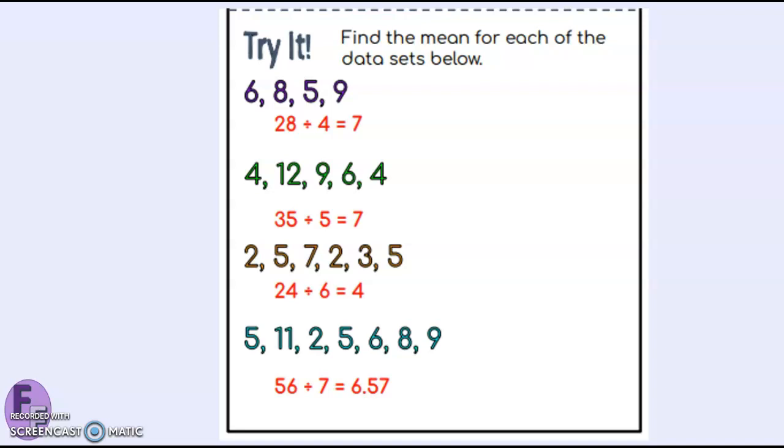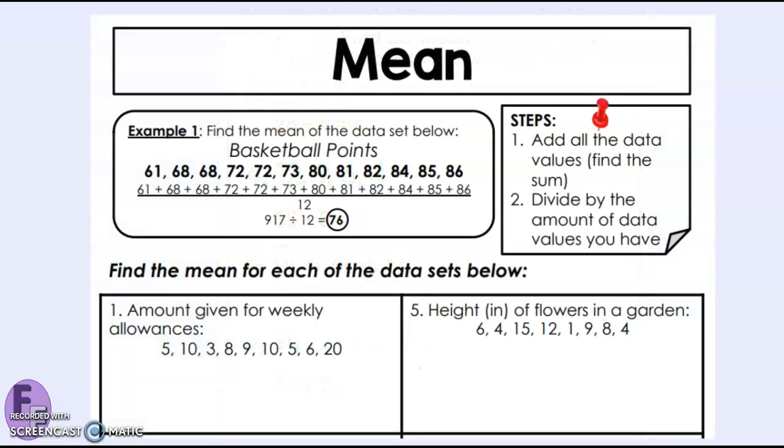Not all means give you exact whole numbers. Sometimes you'll have decimals and sometimes you'll have fractions. Remember, to find the mean, you're going to add all the numbers up and then divide by the number of numbers.